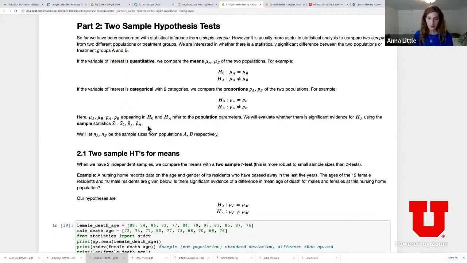Okay, so remember, and this is the same as for 1 sample hypothesis tests, mu A, mu B, PA, and PB, all of these parameters that appear in the null and alternate hypothesis refer to the population parameters.